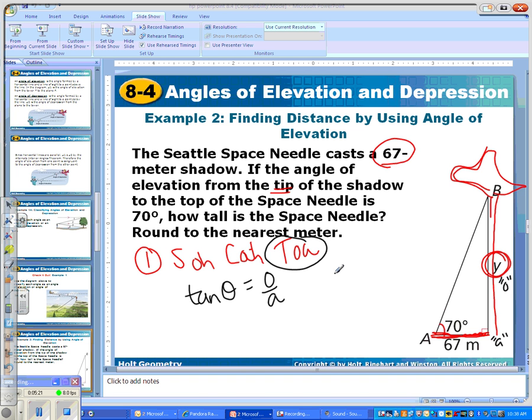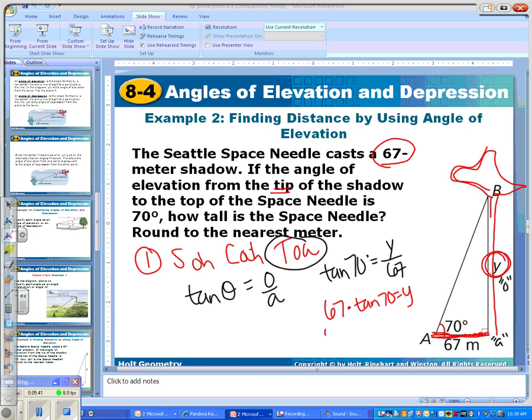Then we fill in our notes. The angle is 70 degrees. We know that the opposite side is the height of the Space Needle. We don't know how long it is, but we know the shadow, the adjacent side, is 67. And then the opposite of dividing by 67 is multiplying. So you literally put this into your calculator, and that's how long the Space Needle is.